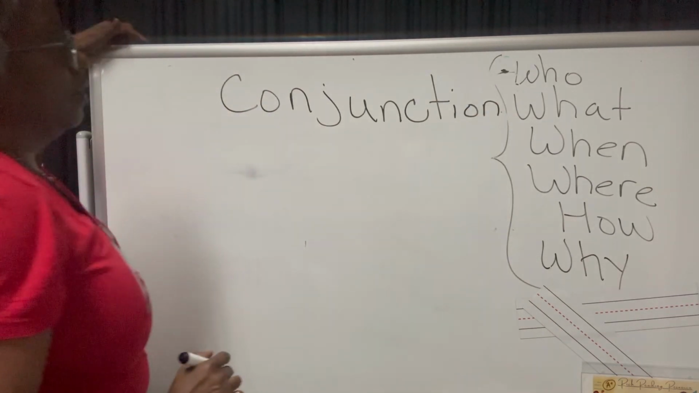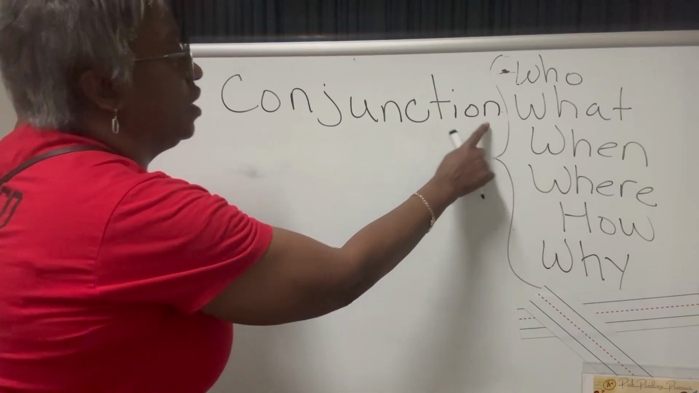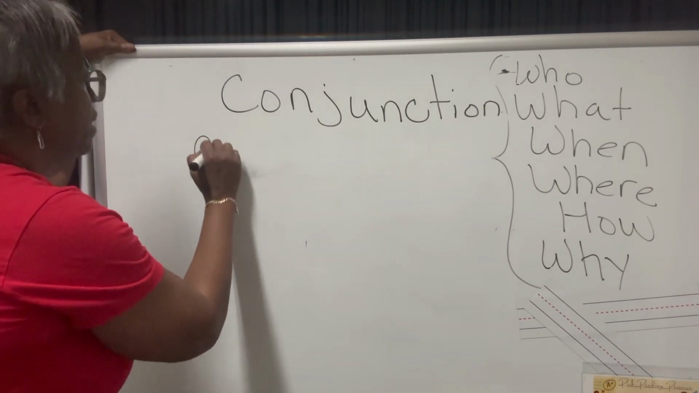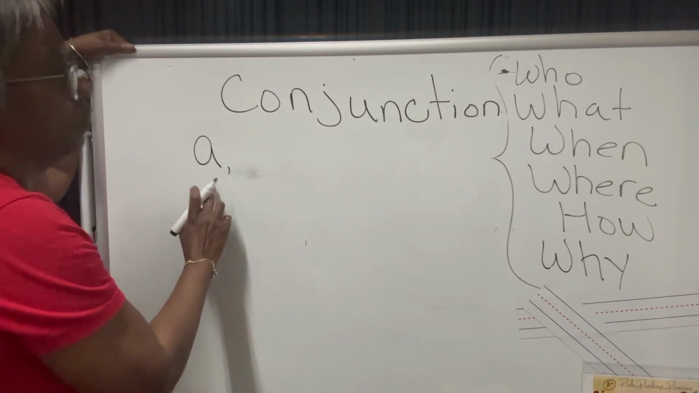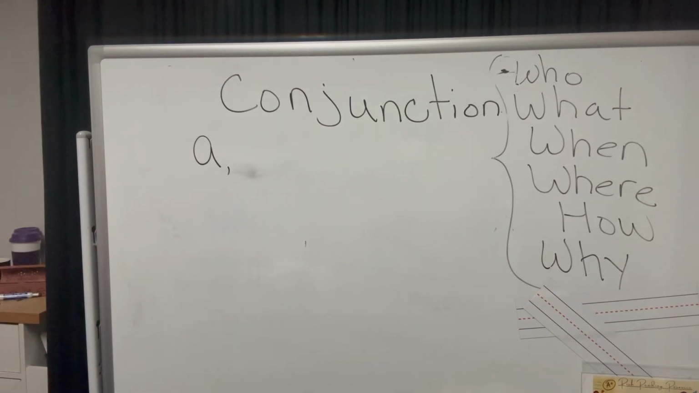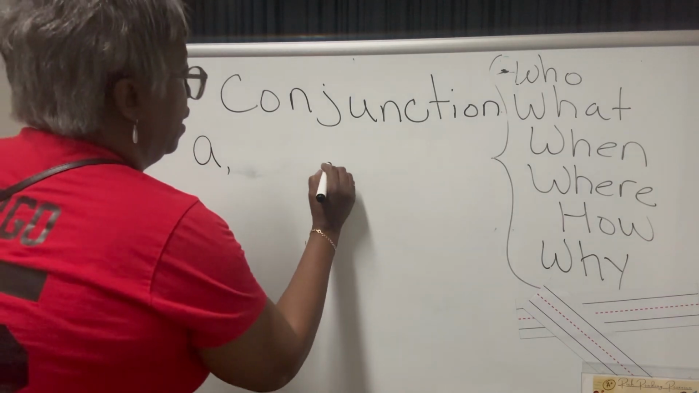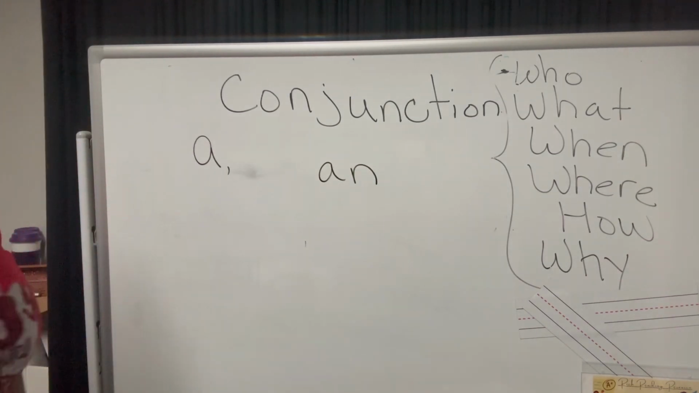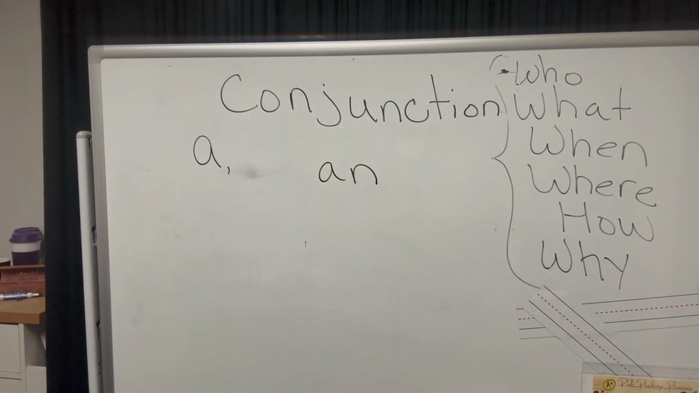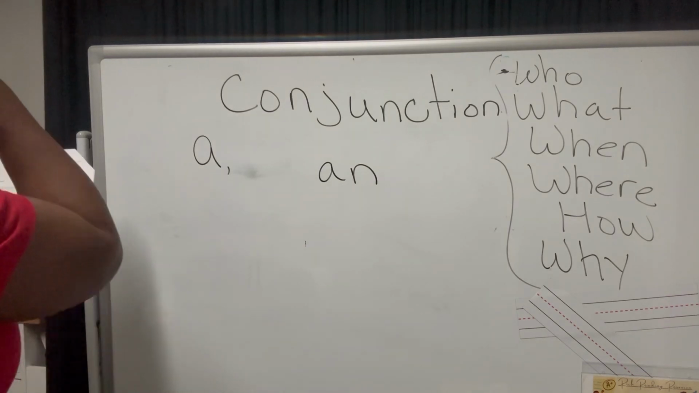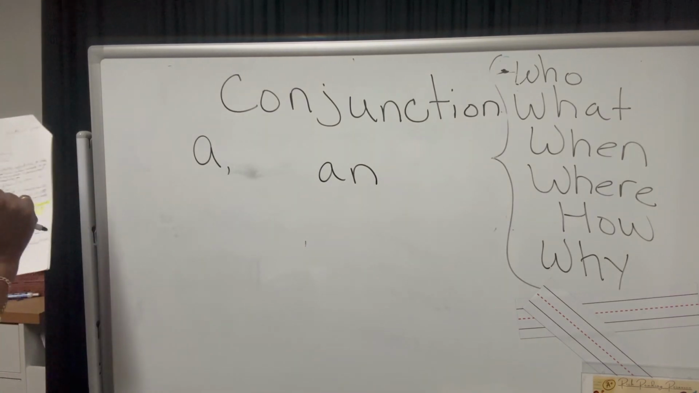C-O-N-J-U-N-C-T-I-O-N. Conjunction. A is a conjunction. It's an article, right? Conjunctions are words that connect other words, is really what it is. And N. Okay, this can get tricky. And I wrote it down. Let me think for a minute.